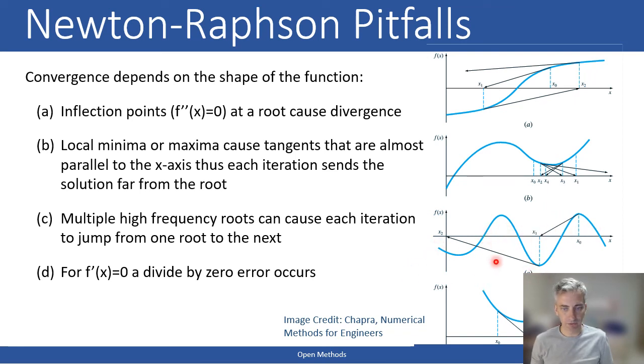And very similar to this local minima problem, if we have a situation where the gradient goes to 0, we get a divide by 0 error. In other words, we're going to an infinitely far away in x. So we have to watch out for those, and also try to find ways of overcoming these issues.